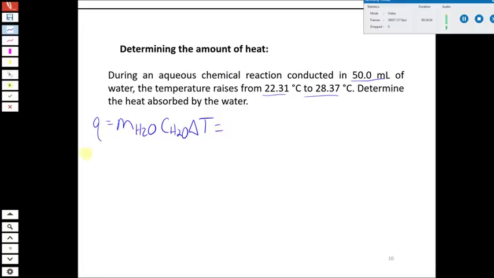What we have to do here, though, is find the mass of water first. We need that term. One thing we're going to have to start remembering is that if we have 50 milliliters of water, usually we measure liquids in volume, but for this equation we need mass. How do we convert milliliters of water to grams of water?